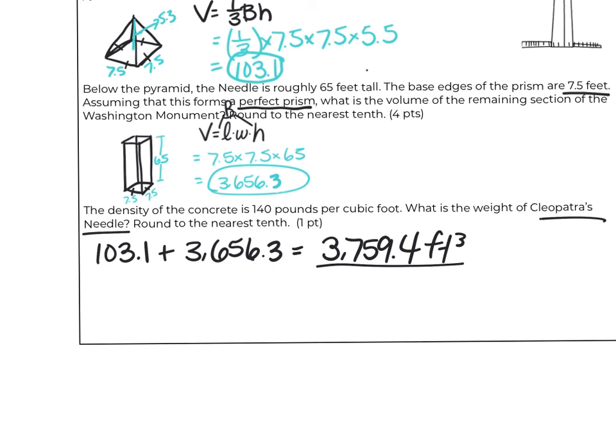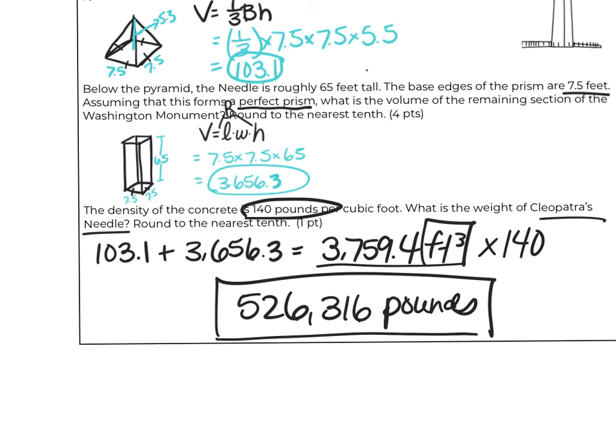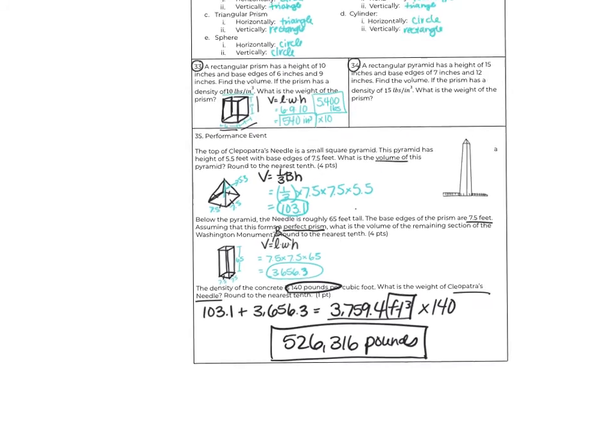And then I need to find the weight. So if it's 140 pounds per cubic foot, I'm just going to take that times 140. So it's going to give you a very large number. So you're going to get 526,316 pounds. I think it's even bigger on your test. So it's a huge number, so don't assume you have that wrong.